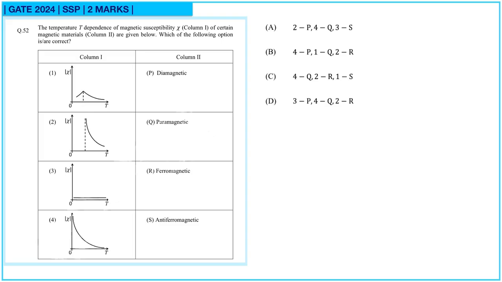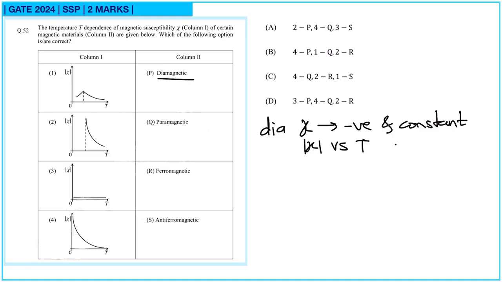Next question. The temperature T dependence of magnetic susceptibility Chi of certain magnetic materials are given below. Which of the following options is or are correct? Now for the first, diamagnetic material. For diamagnetic material, susceptibility is negative and constant, and its value is very small. So the graph of Chi versus T will be a horizontal line, since it is a constant. So P goes to 3. This option is correct.